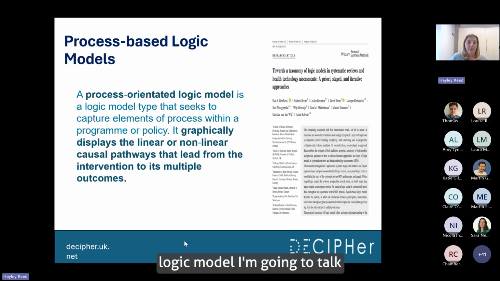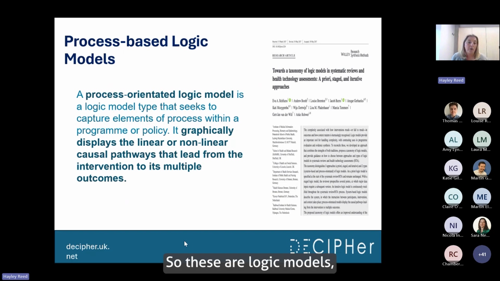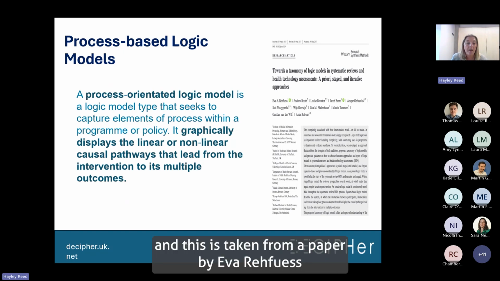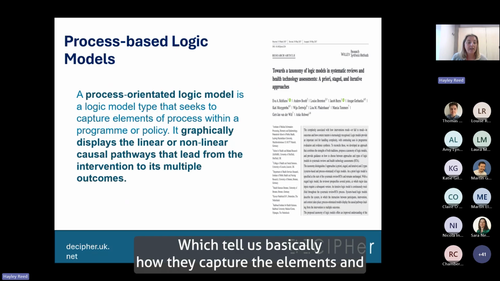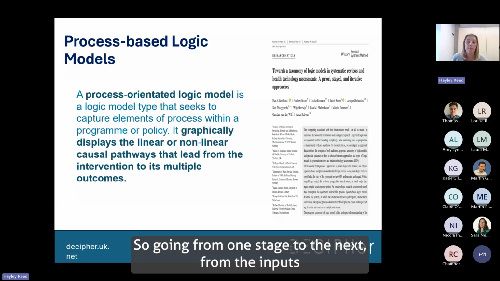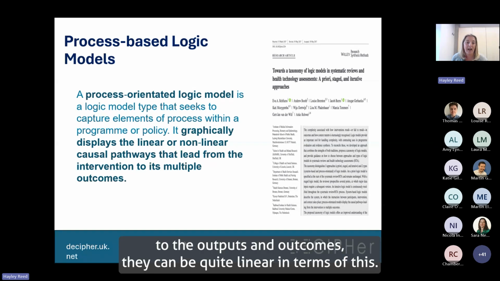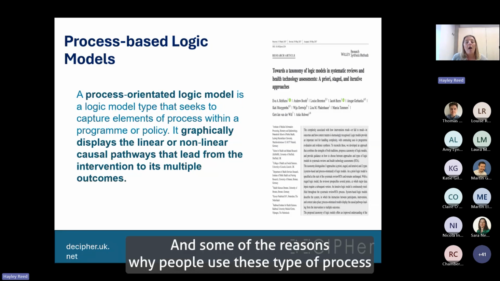So the first type of logic model I'm going to talk about is process-based logic models. So these are logic models, and this is taken from a paper by Eva Rifas, where she talks about process-orientated logic models, which capture the elements and process of the intervention. So going from one stage to the next, from the input to the activities, to the outputs and outcomes. They can be quite linear in terms of this.